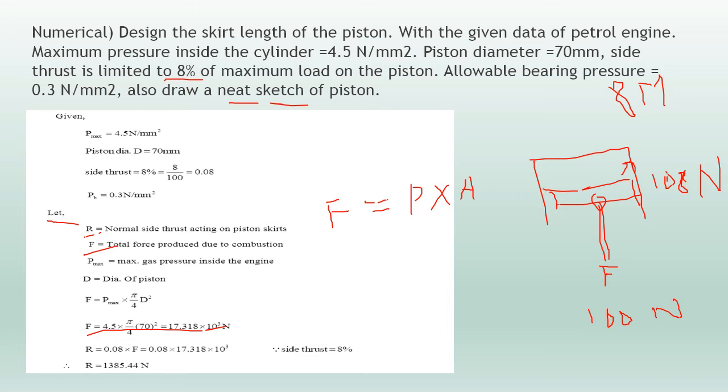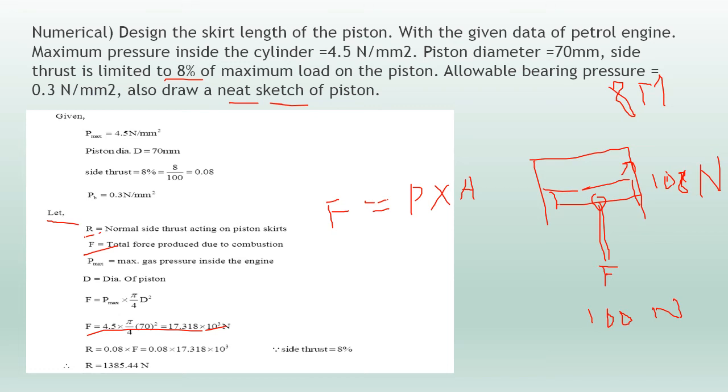Now come to your answer over here. Side thrust is given by 0.08 into total force, which is approximately 1385.44 Newton. So you can see the difference, 17 thousand and 1 thousand. Now we have capital R and we also have the capital F.